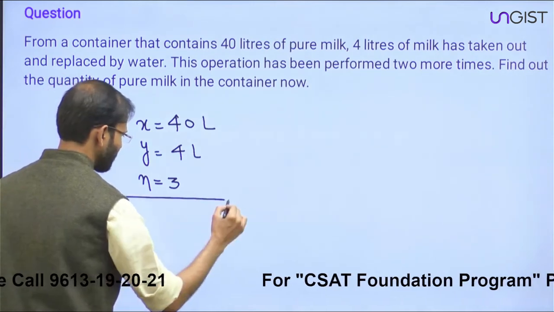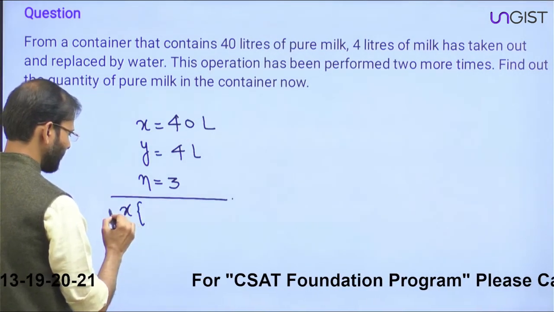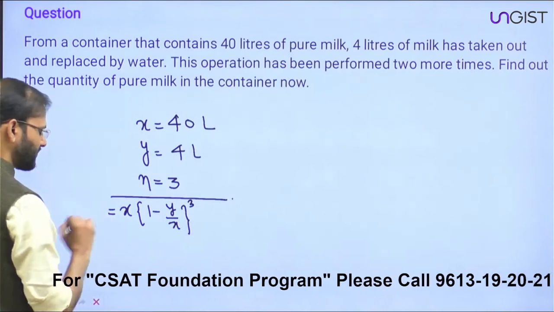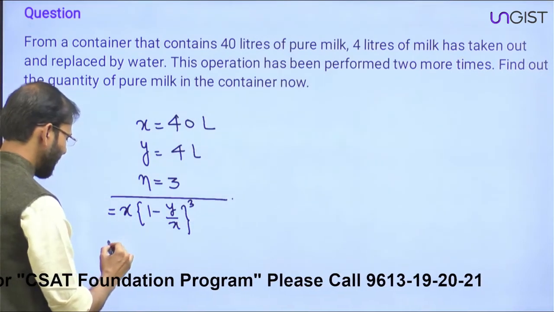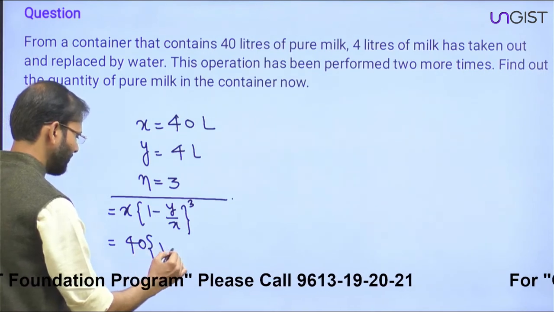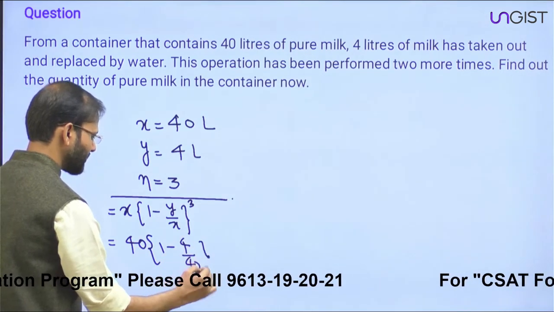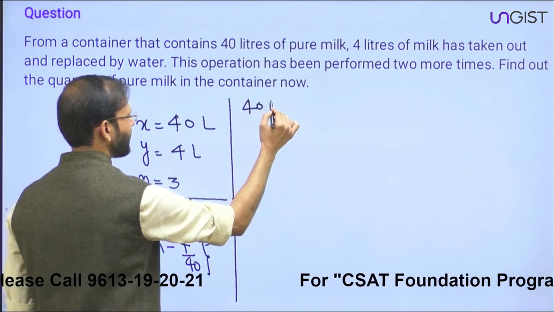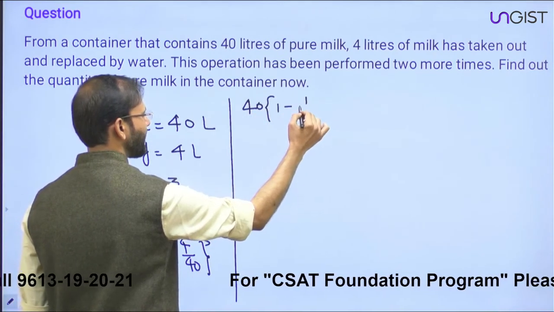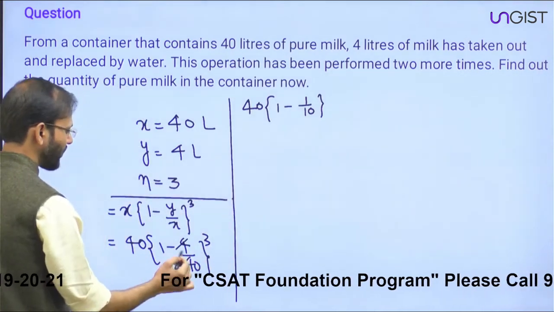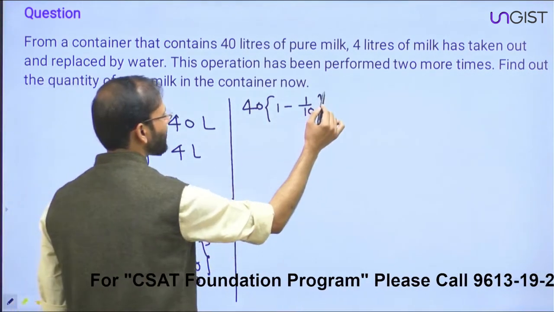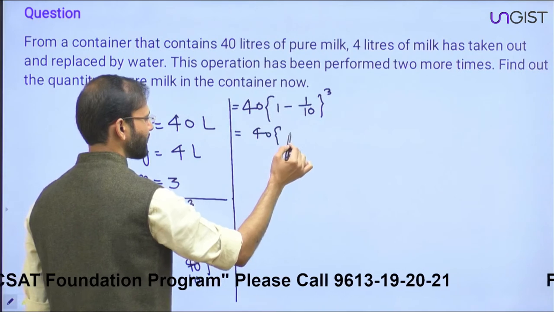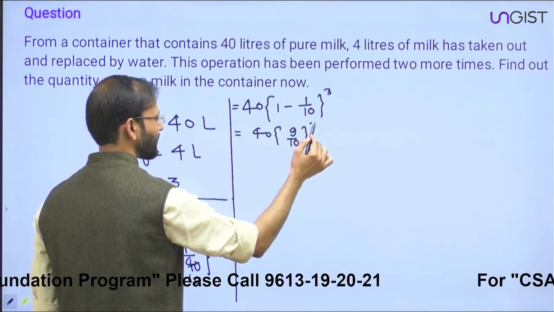Now guys, the formula is what? The formula is X into (1 minus Y by X) raised to the power N. So this is 40 into (1 minus 4 by 40) raised to the power 3. Guys, clear? I'll do it here. So 40 into (1 minus 4 by 40). 4 by 40 means what? 1 by 10, okay? So 1 minus 1 by 10 is what? This is 9 by 10, 9 by 10 raised to the power 3.